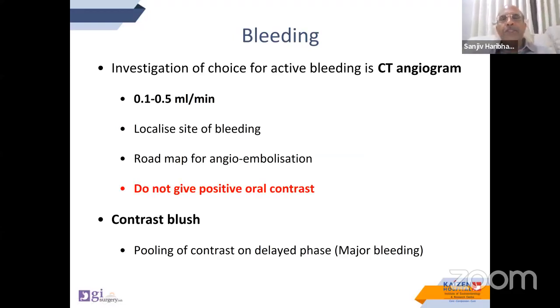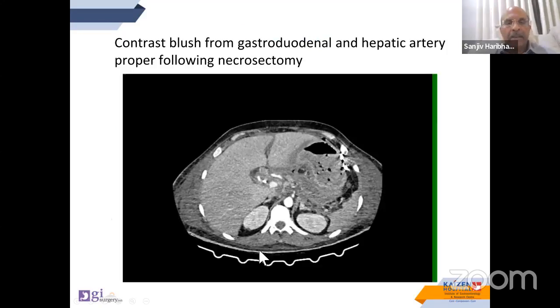Bleeding: CT angio can be used for bleeding, but it should be at least 0.1 to 0.5 ml per minute. It can help us localize the site of the bleed. It can be useful as a roadmap for angioembolization, and one should not give any positive oral contrast if you are suspecting bleeding. It should be a CT angio protocol where the bleed will give us a contrast blush with a pooling of contrast on delayed phases.